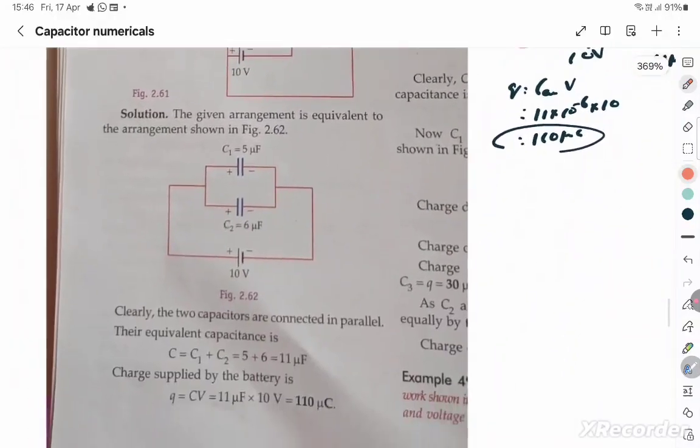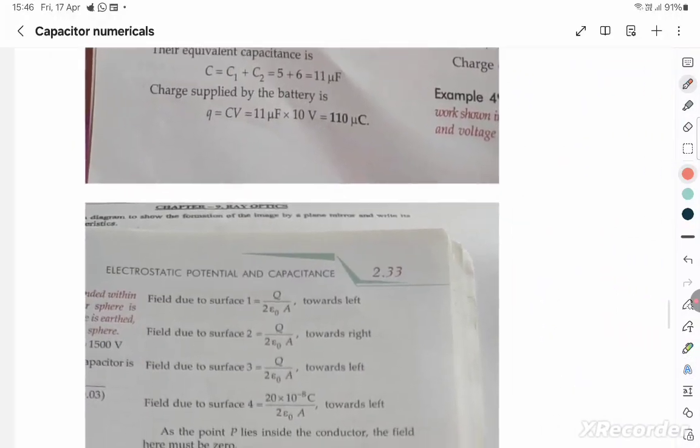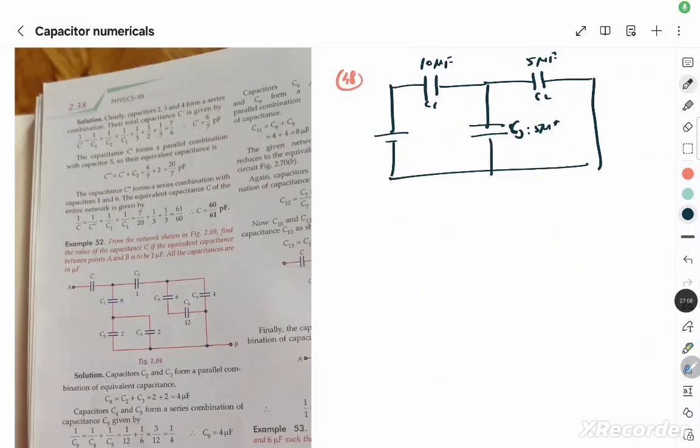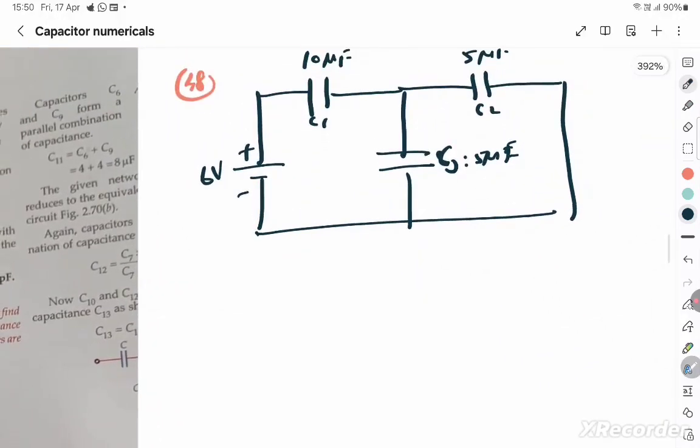This is sum number 47. Let's go to sum number 48. So I couldn't locate sum number 48, so I'm redrawing the whole question. I've done that here. The 10 microfarad, 5 microfarad, 5 microfarad are capacitances connected to a 6 volt battery with positive and negative. Let's do this sum separately. I can't locate the picture. You can see that's sum number 48.